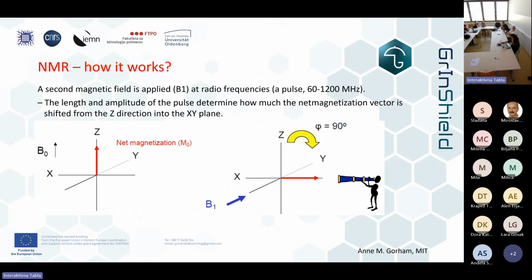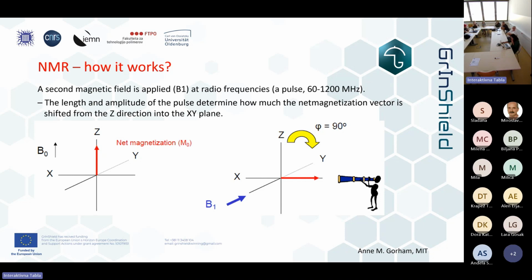So, as I said, we get net magnetization. Once we put a sample into the magnetic field, we get small net magnetization. So this is the difference between those two states. And then we apply another field at various frequencies, as I said, from 60 to 1200 megahertz now. These are the strongest as I know.